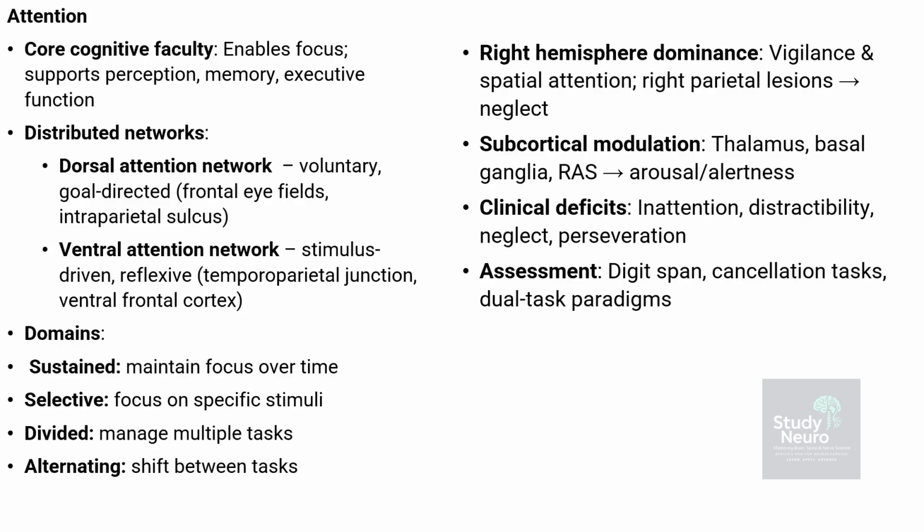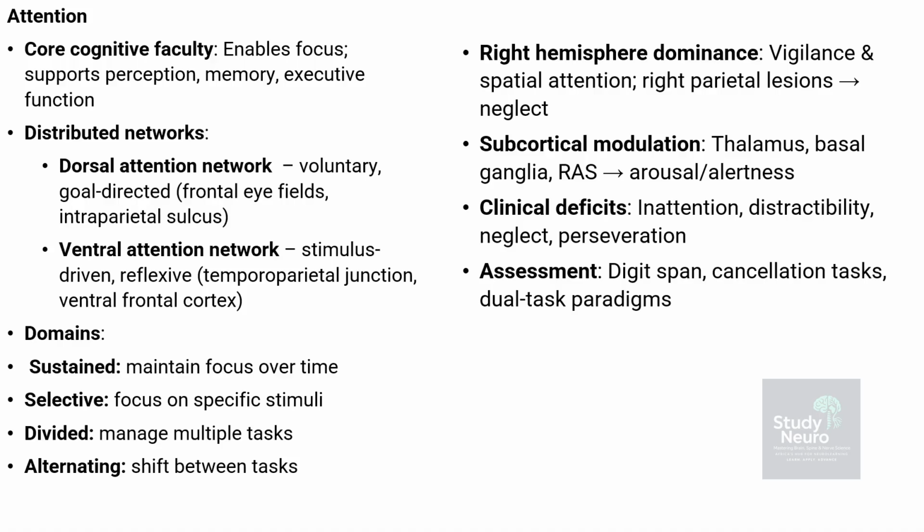Attention is a fundamental cognitive skill that allows us to focus, process information, and carry out complex tasks. It's what keeps our perception, memory, and decision-making on track. The brain handles attention through several networks. The dorsal attention network helps us direct our focus intentionally, like choosing to read a book in a noisy room. In contrast, the ventral attention network responds reflexively to unexpected events, such as turning toward a sudden sound.